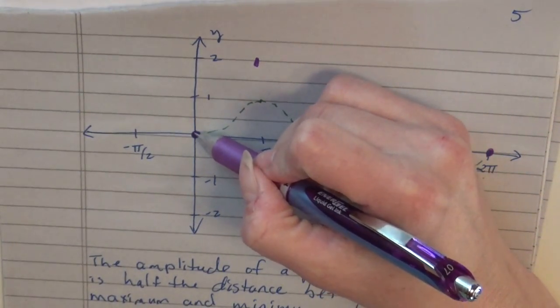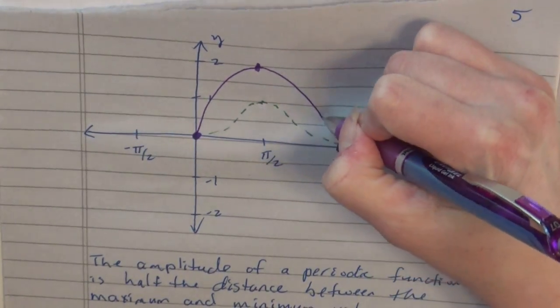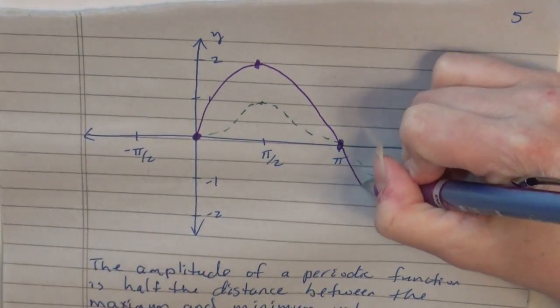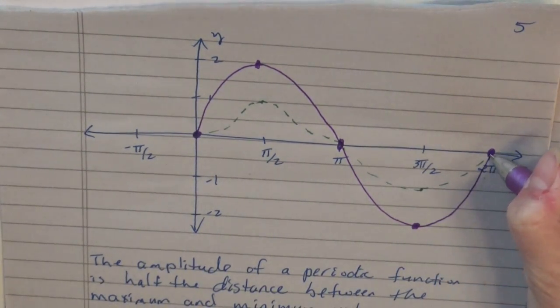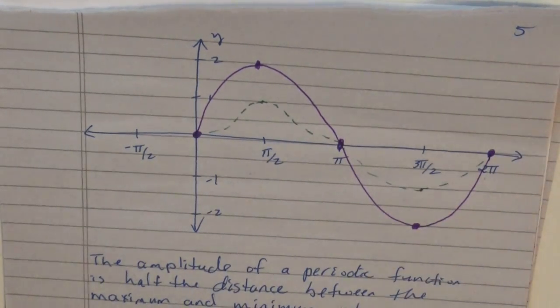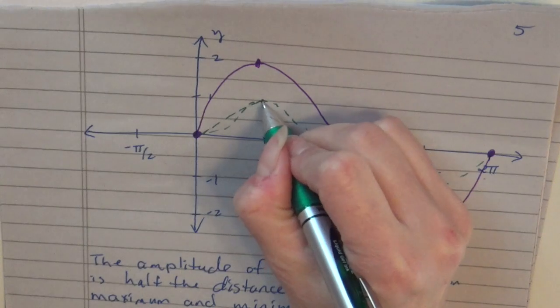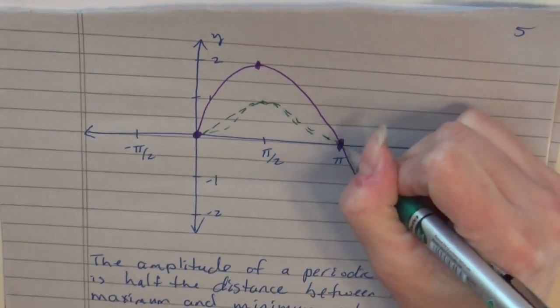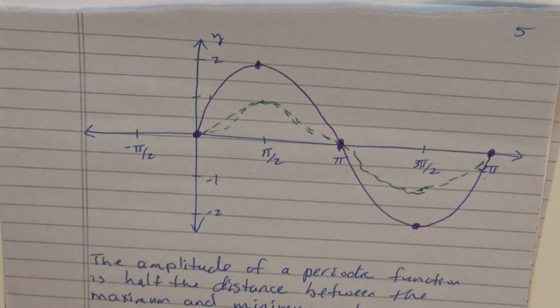So we can connect these with a smooth curve like we did before. Okay, and that's what our graph looks like. Now the dotted line is the original. This was the original sine function, and then you can see how it compares to our new one.